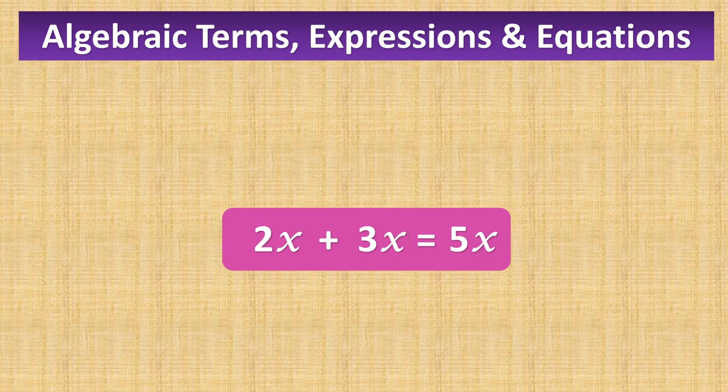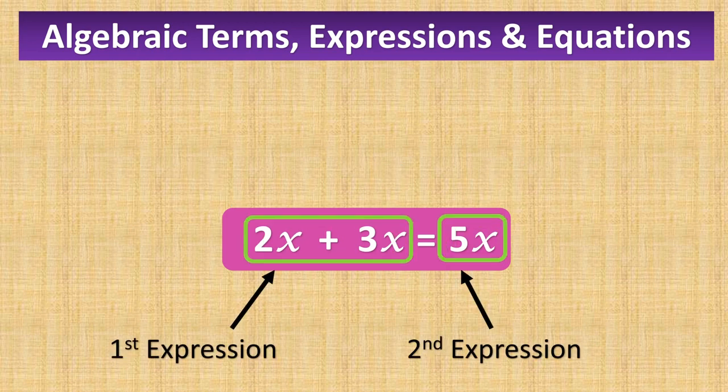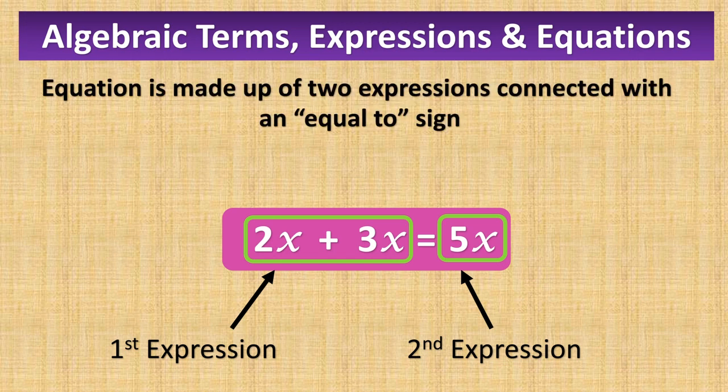And then there are two expressions as well. An expression can be made up of a single term or can be a combination of multiple terms. So in this equation, we have two expressions. Expression 1, or the first expression, is 2x plus 3x. So this first expression is made up of two terms, 2x and 3x. And the second expression, 5x, is made up of a single term, 5x. So this equation has two expressions and three terms. And when we combine all of these, we get a single equation.